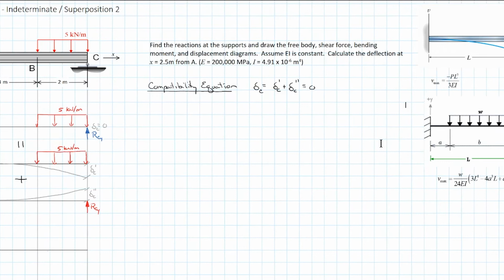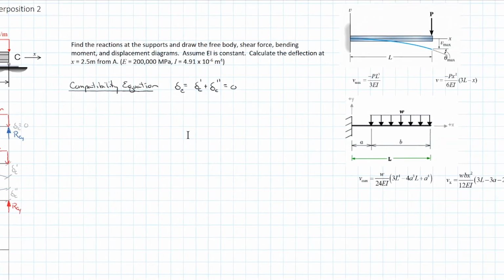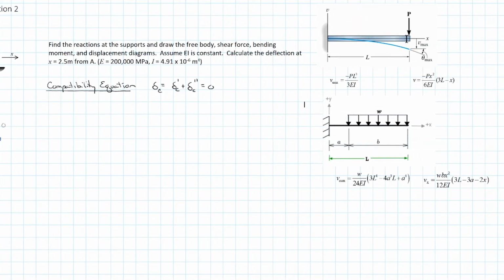So we're just going to go to our beam tables, and I've pasted in a couple different situations, one for the load at the extreme end of a cantilever, the other for a partial UDL on the cantilever, and the respective equations that they give for the maximum displacement at the end, as well as the displacement at some position X along the beams. And so that's what we're going to use to engage our compatibility equation and solve for one of our reactions.